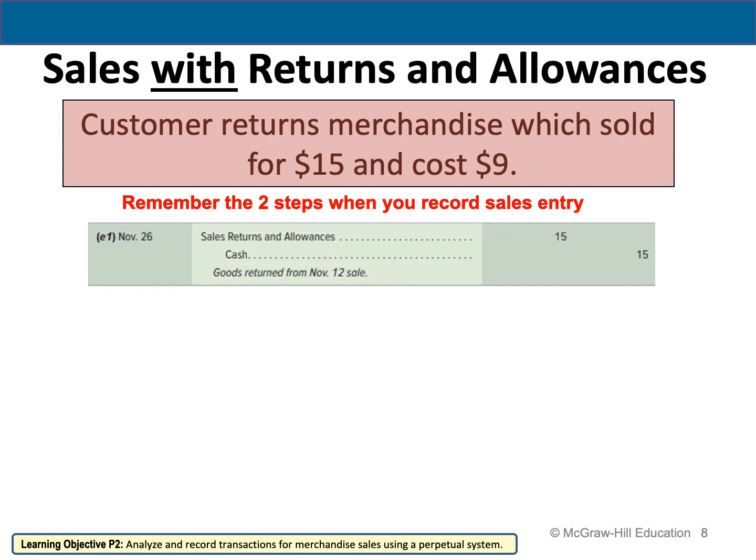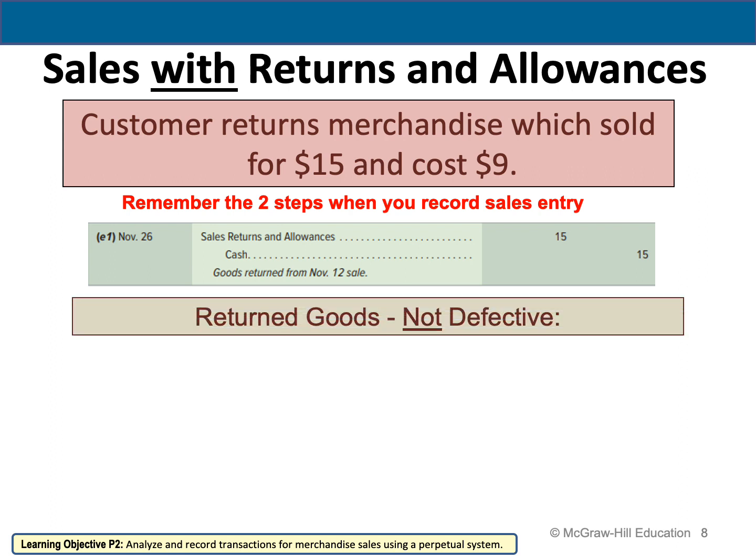Now the customer returned the merchandise. So how I'm going to record the entry? I'm going to say sales returns and allowances to cash. Why my cash is decreasing? Because it means that the customer is returning the merchandise to me as a seller and I'm going to give him the money back to the customer because he returned it. How much I have to record it? I'm going to record 15.